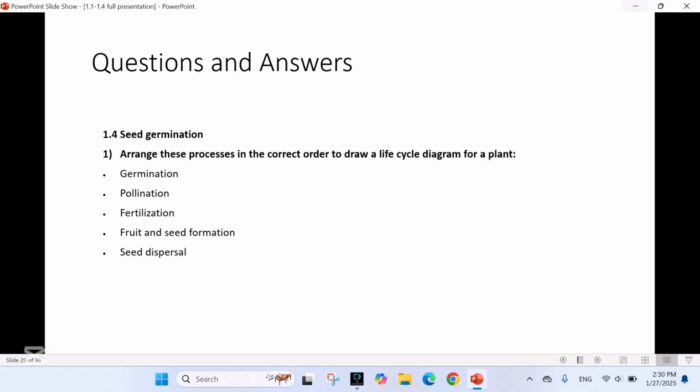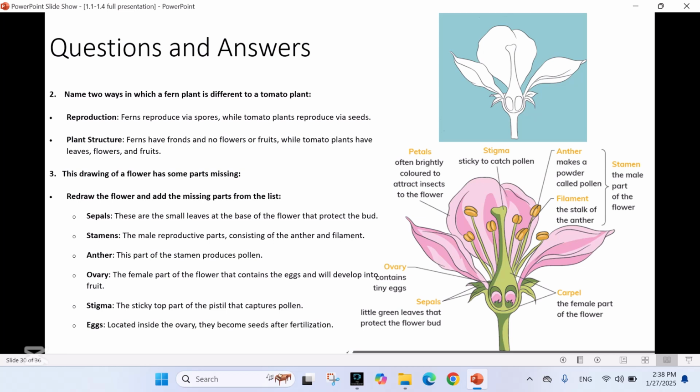Here are the question answers. Question number 1. Arrange these processes in the correct order to draw a life cycle diagram for a plant. Answer is germination, pollination, fertilization, fruit and seed formation, seed dispersal. Name 2 ways in which a fern plant is different to a tomato plant. Answer: reproduction. Ferns reproduce via spores while tomato plants reproduce via seeds. Plant structure. Ferns have fronds and no flowers or fruits while tomato plants have leaves, flowers and fruits.